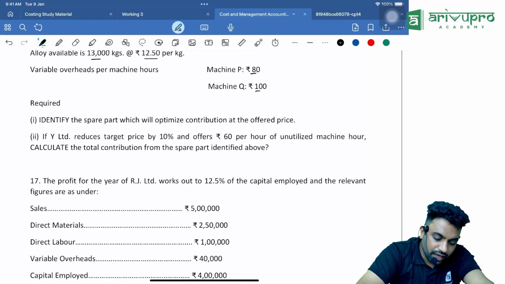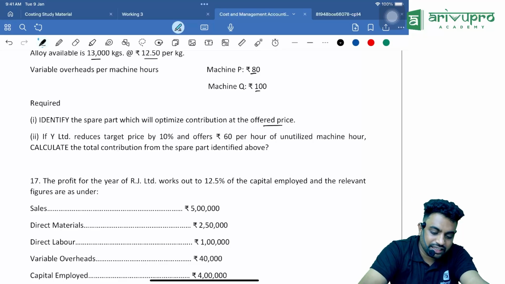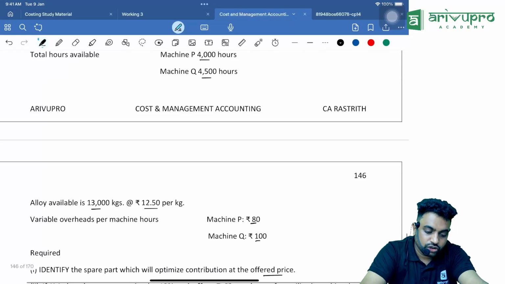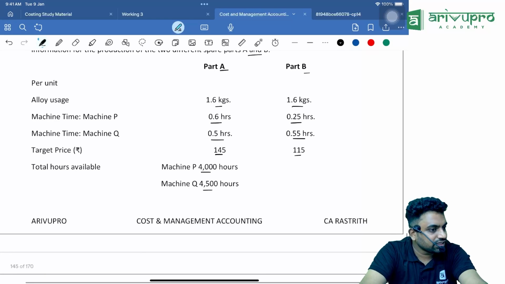Identify the spare part which will optimize the contribution at the offered price. So which spare part will optimize the contribution at the offered price? You should select that. Second, if Y Limited reduces the target price by 10%, it won't be 145, 115 anymore. It will be 145 minus 10%, 115 minus 10%.